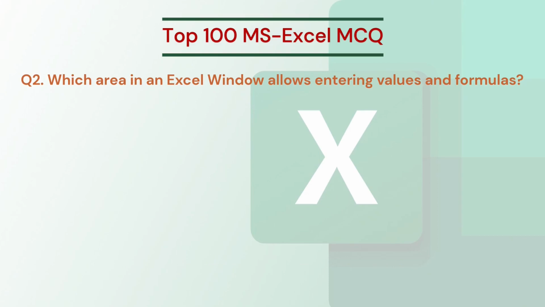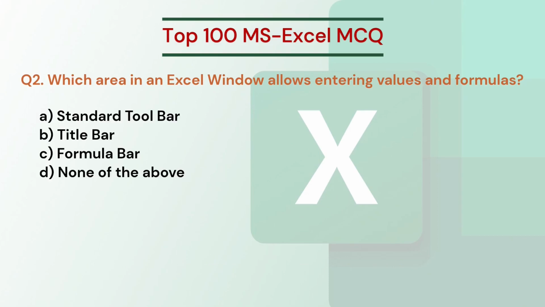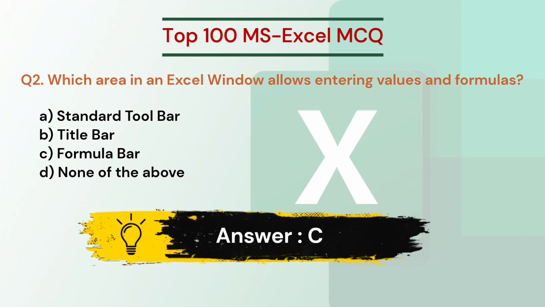Which area in an Excel window allows entering values and formulas? A. Standard toolbar. B. Title bar. C. Formula bar. D. None of the above. Correct answer is C. Formula bar.